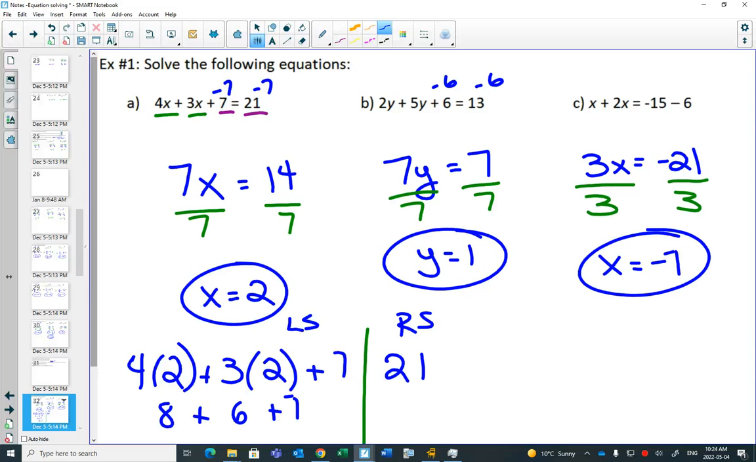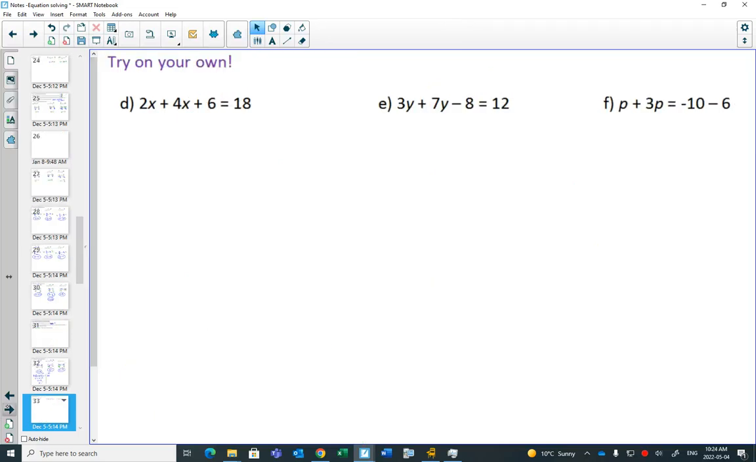So these ones are a little bit more intense just because we have more like terms that we need to put together. So I'm going to get you to try the next 3 on your own. And once again, I'll put up the answers in a bit.